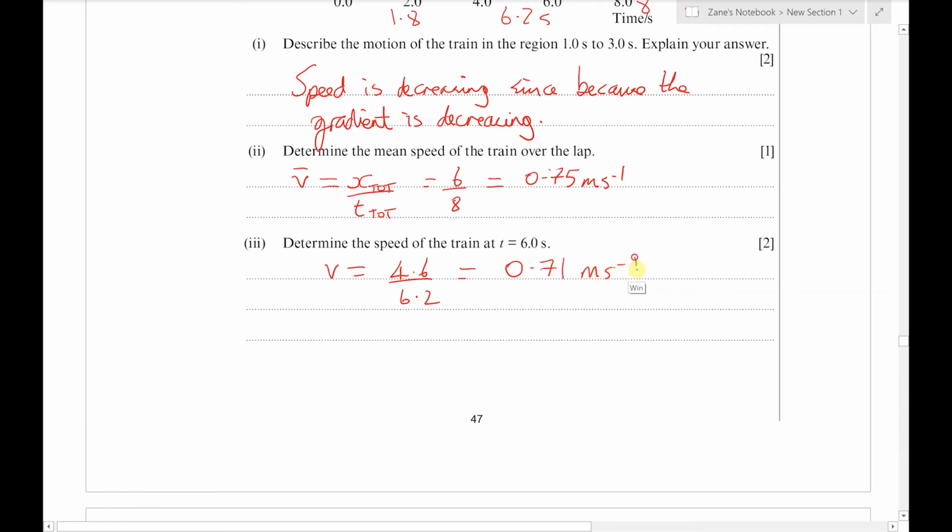Now, I wouldn't go any more than 2 significant figures with this sort of answer, because it's not easy to get a perfect tangent drawn, and you'll find that mark schemes for exams will give a reasonable range of acceptable answers.